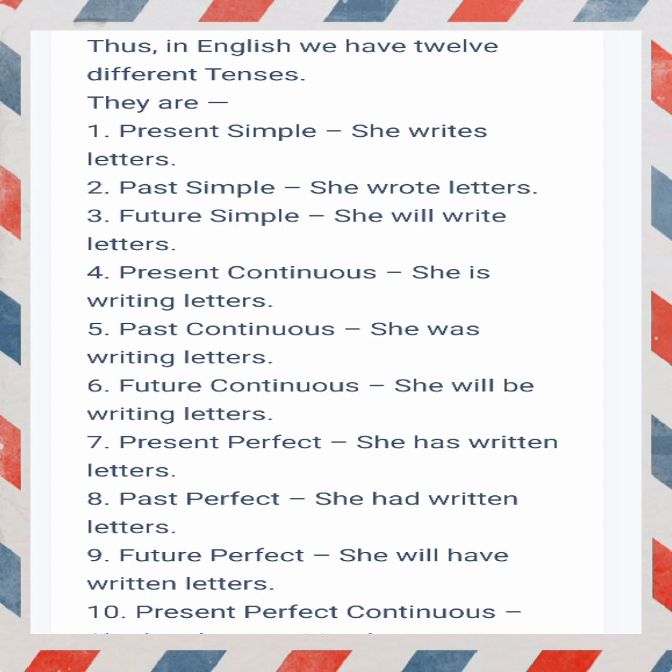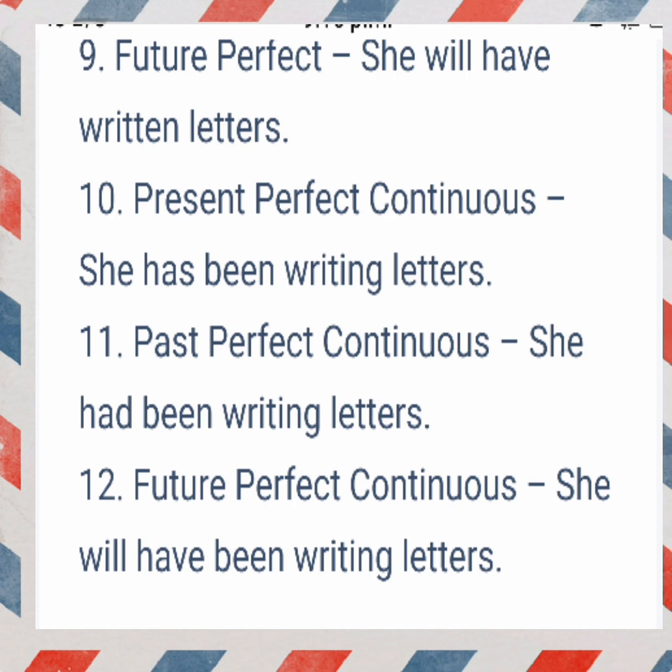Next, perfect. Present perfect: she has written letters. Past perfect: she had written letters. Future perfect: she will have written letters. Present perfect continuous: she has been writing letters. Past perfect continuous: she had been writing letters. Future perfect continuous: she will have been writing letters.